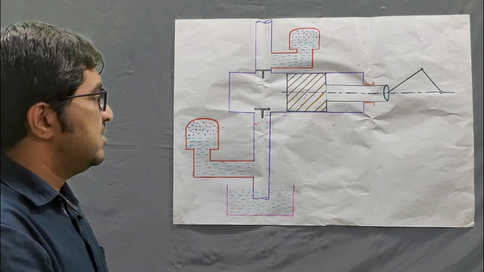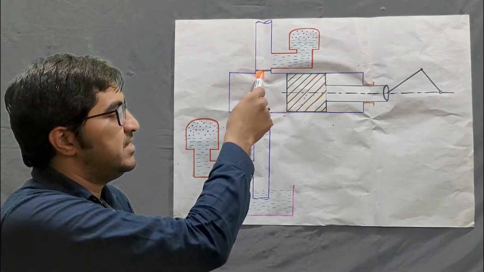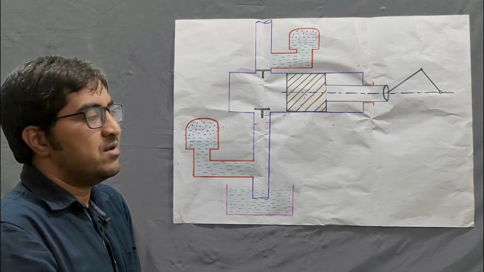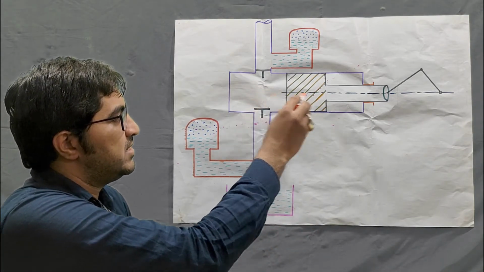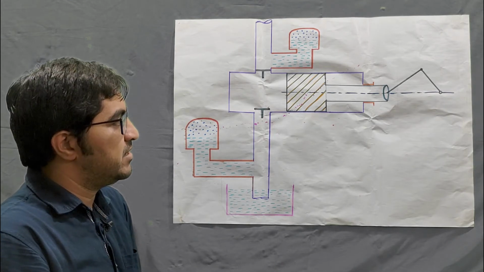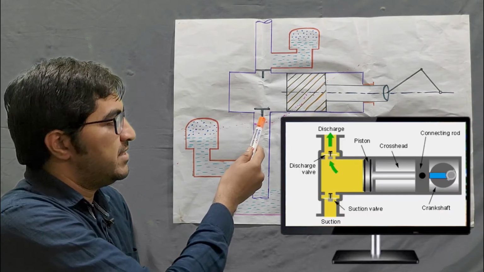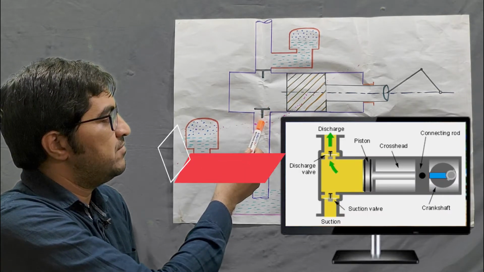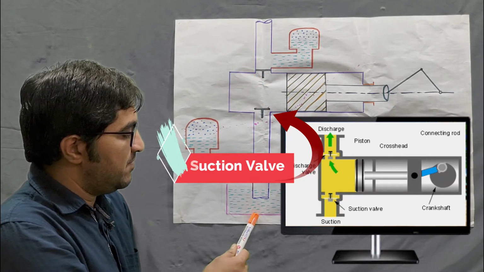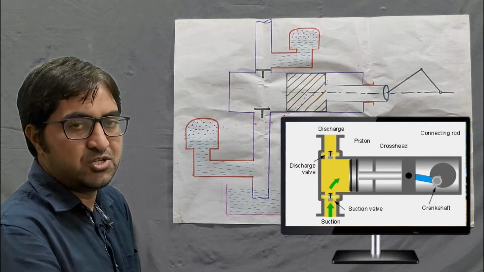Here you can see, this is called IDC, inner dead center, and this is called ODC, outer dead center. Whenever the piston travels from inner dead center to outer dead center, negative pressure is generated inside the cylinder, and we know that negative pressure means vacuum pressure, below atmospheric pressure. At that time the suction valve remains open and the delivery valve remains closed, so it allows the fluid to enter into the cylinder. This is called the suction stroke.